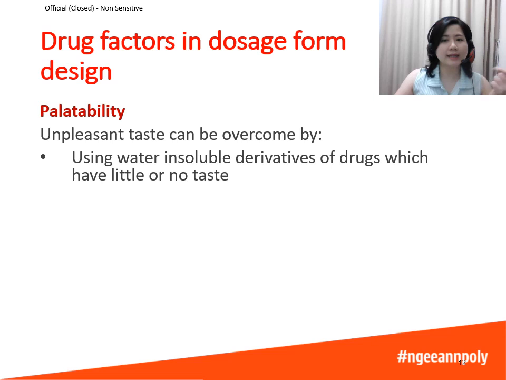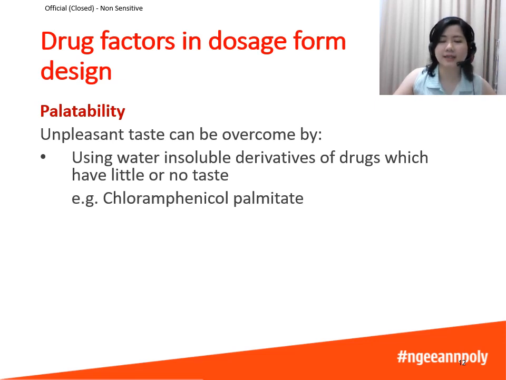A patient can taste the drug when the drug dissolves in water or saliva and binds to taste receptors on the tongue. So one method is to use water-insoluble derivatives of the drug. For example, chloramphenicol is a bitter-tasting antibiotic, but its derivative, chloramphenicol palmitate, which is insoluble, is tasteless. However, take note that by chemically modifying the drug, it is considered to be a new active pharmaceutical ingredient.